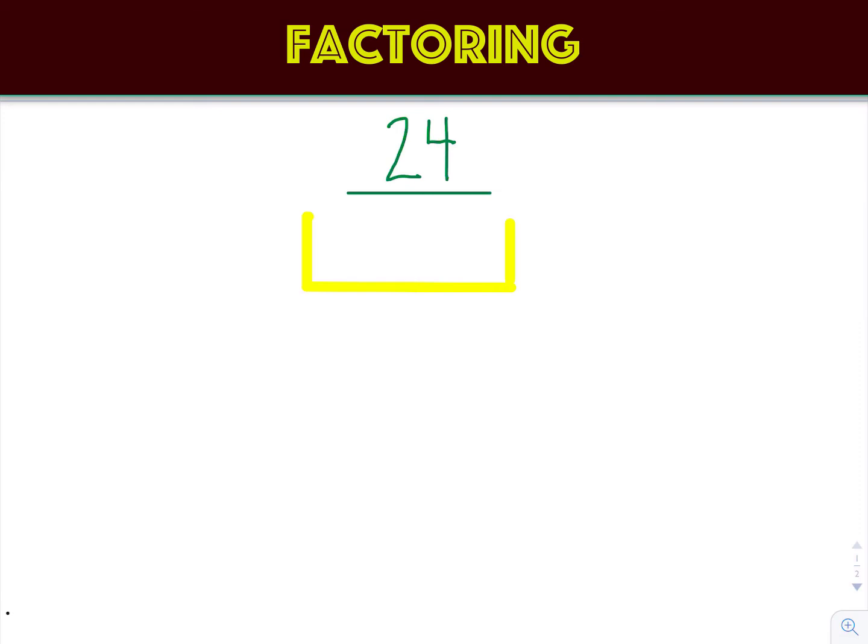Hey guys, it's Mr. Dugal, and today we're going to talk about factoring. If we do a really great job of understanding how to factor a number, it will help things be easier for us in the future.